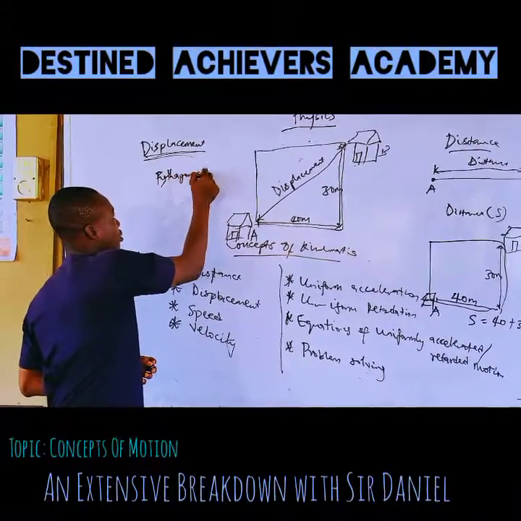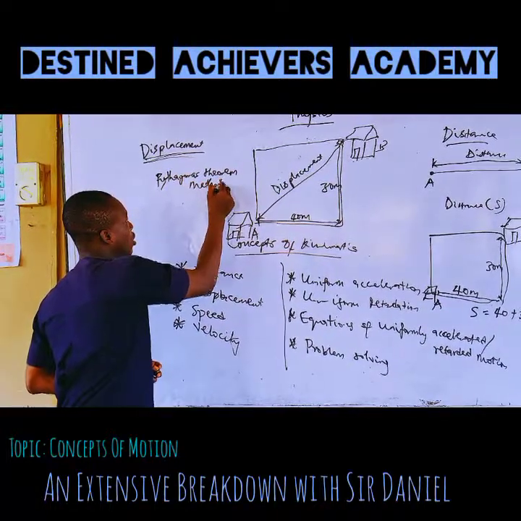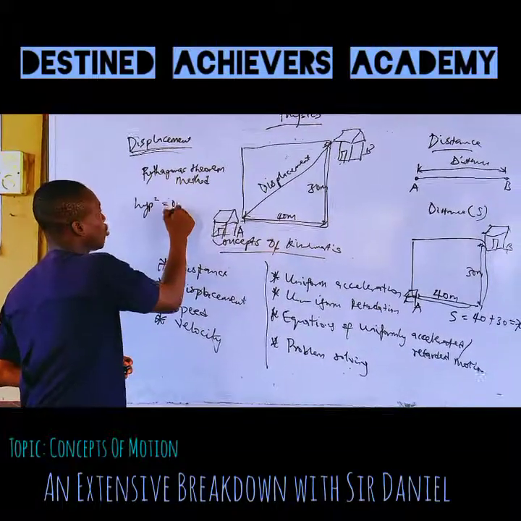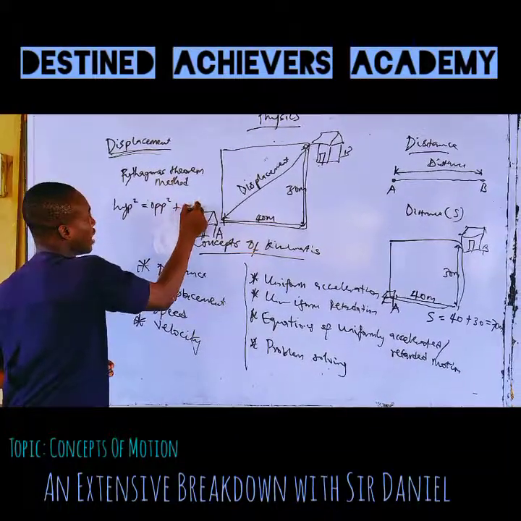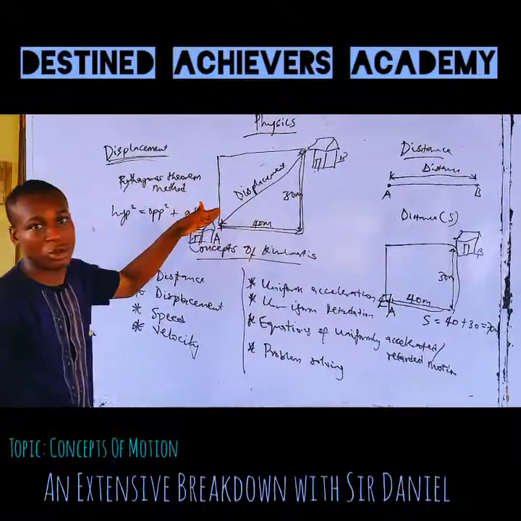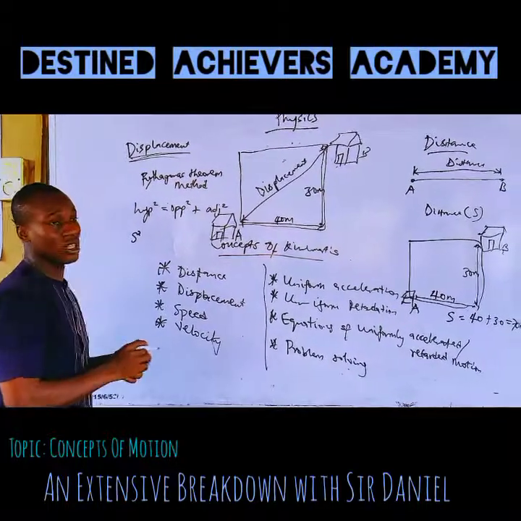So for you to discover this displacement here, you have to use Pythagoras theorem method, which means that hypotenuse side square is equal to opposite square plus adjacent square. Okay, so this displacement is at the hypotenuse side. That means that displacement is also denoted as S.